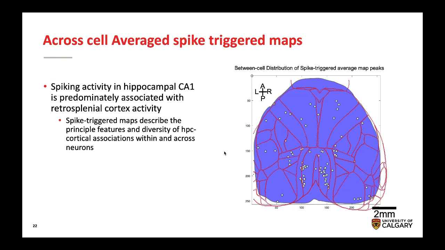When we compare the average spike-triggered maps across neurons and plot the location of the peak calcium activity from each cell in each hemisphere, we can clearly see that spiking activity in hippocampus CA1 is predominantly associated with retrosplenial cortex activity. Thus, the principal features of hippocampal-cortical interactions during resting state can begin to be described using this very straightforward spike-triggered map approach.